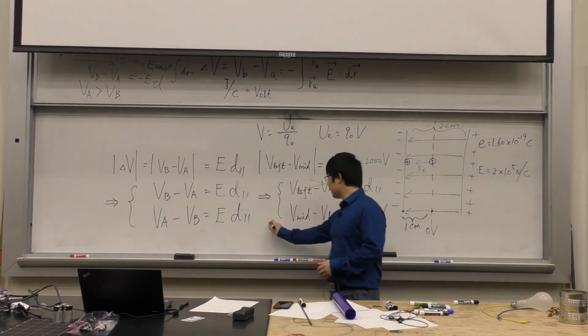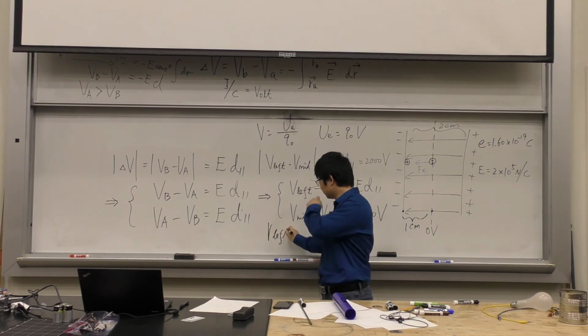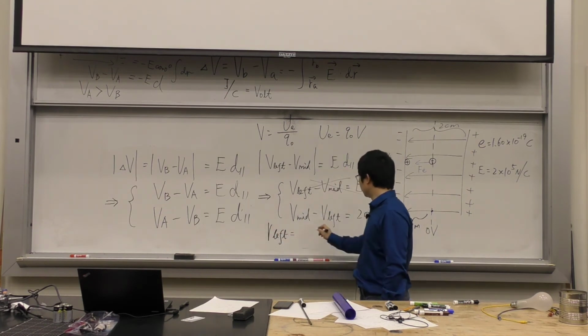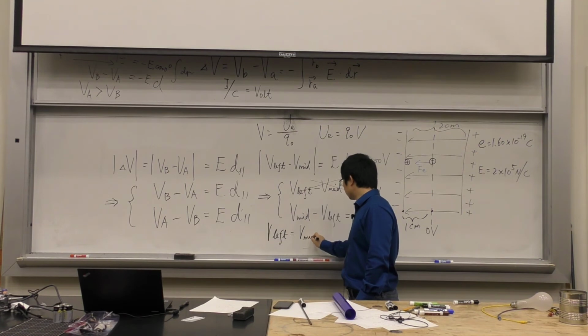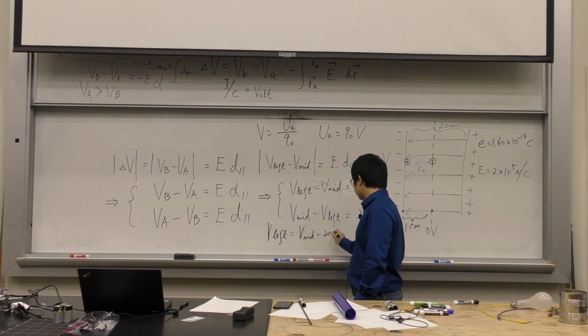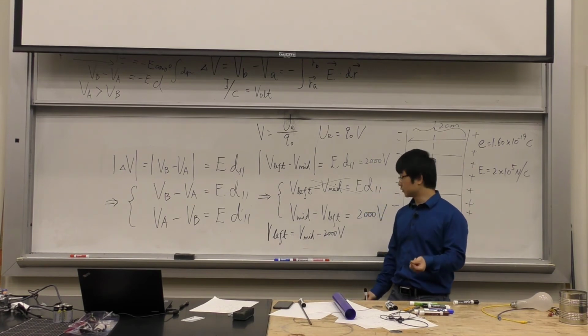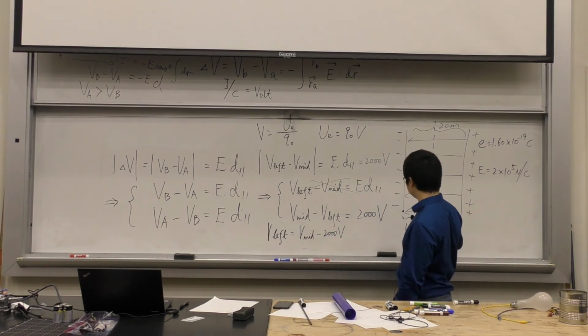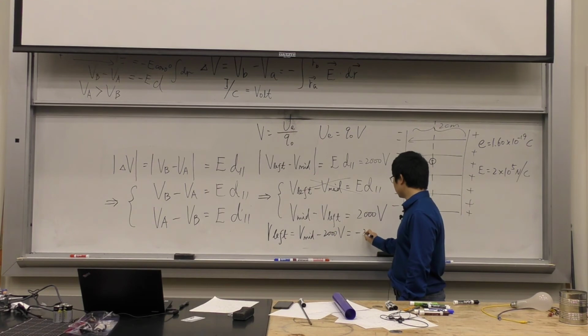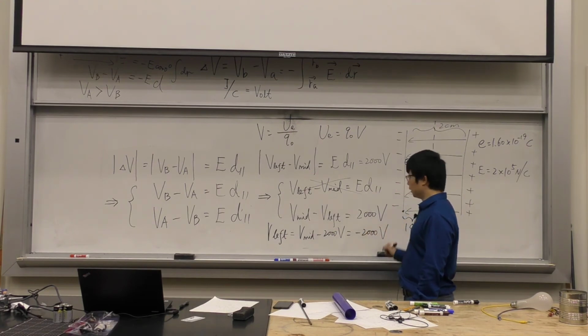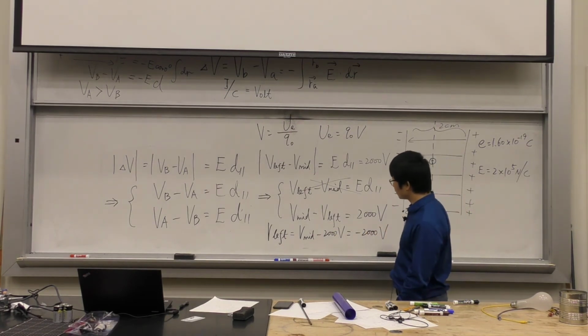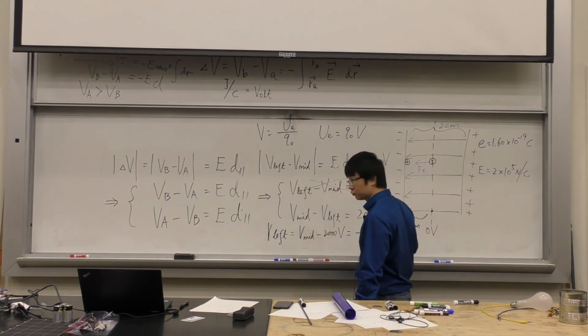And then the V left is going to be actually V middle minus 2,000. Now I'm going to use the value of this V middle, which in the problem is 0. So that's going to be negative 2,000 volts. So that means the potential of the left plate is going to be negative 2,000, right?